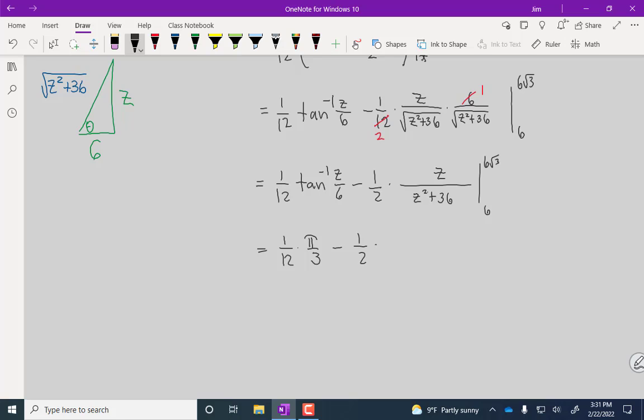Minus, plugging in 6 root 3 here, we have 6 root 3 in the numerator. And in the denominator, we're going to have 36 times 3. Right? Everyone agree? If we square the 6, we get 36. If we square the root 3, we get a 3. So we're going to have 3 times 36 plus 1 times 36, which is 4 times 36.